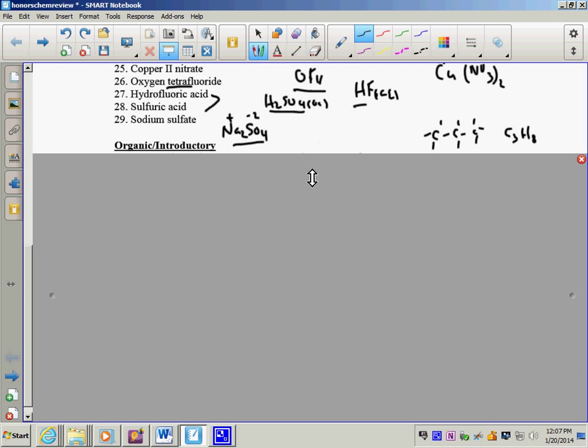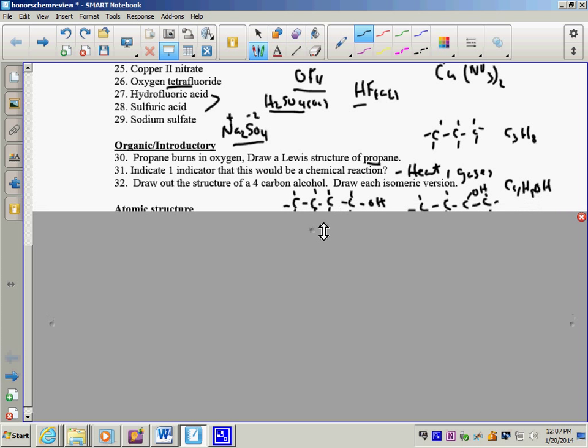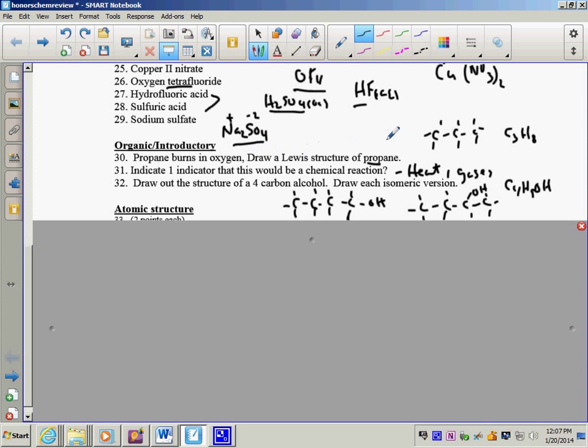Organic introductory, this will be at the very first chapter on. Okay, propane, 3 carbons, C3H8, all single bonds indicated by the ane. Indicate how we know that the burning of propane would be a chemical reaction. Well, there are 4 indicators of a chemical reaction. Heat and gases would be the ones we choose for this reaction.